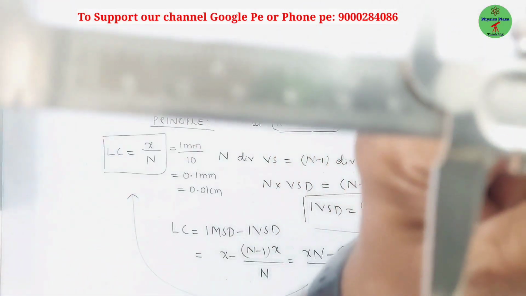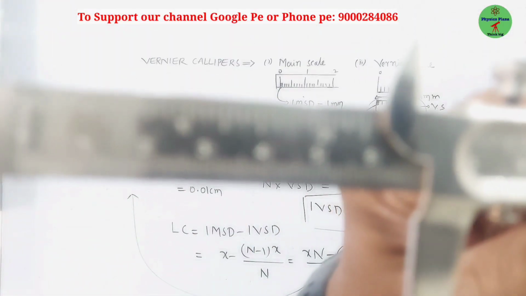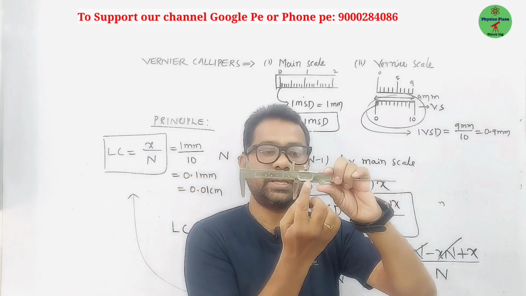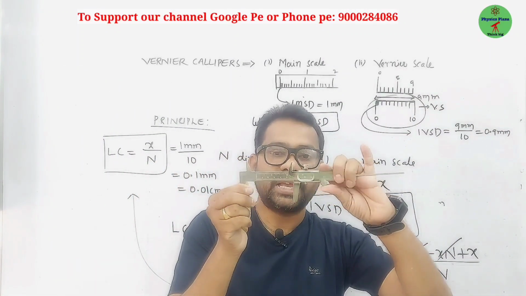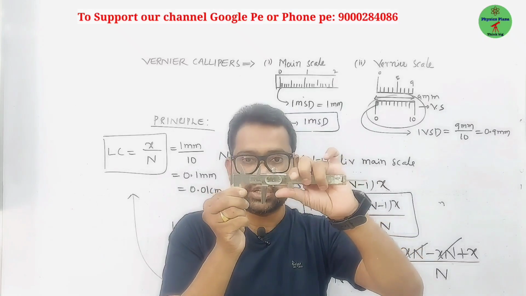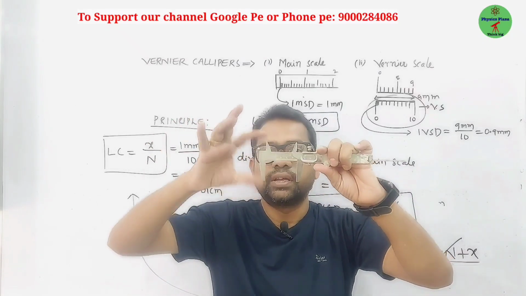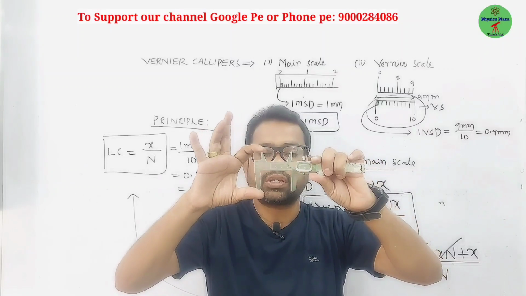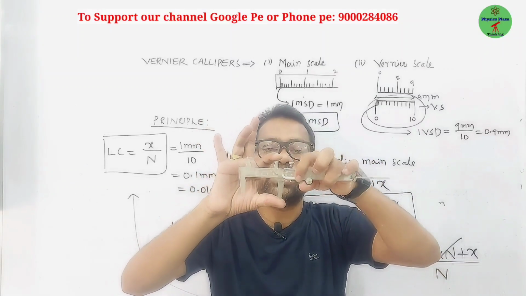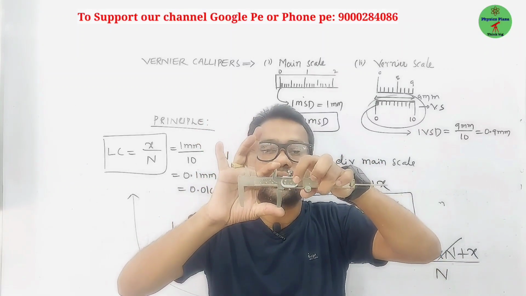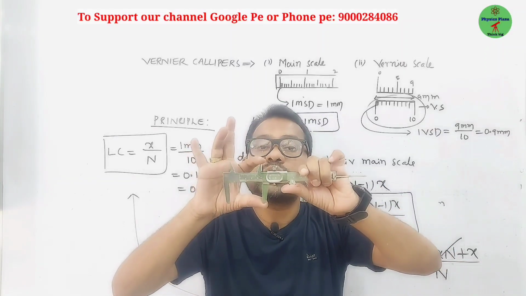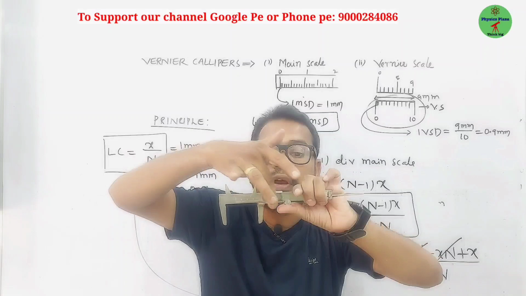This is a main scale. I think you are not able to see, it is showing blurred. And here is a vernier scale. The vernier scale can slide over the main scale, dear children. If you can see, on the left side of this main scale, two jaws are fixed, called fixed jaws. And these two jaws are fixed to a metal strip on which the vernier scale is designed, so that these jaws are able to move along with it.